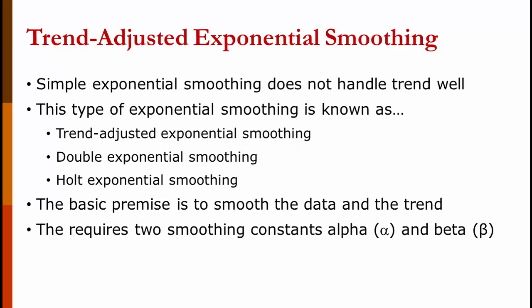For that, we turn to trend-adjusted exponential smoothing, which is also known as double exponential smoothing or Holt, H-O-L-T, exponential smoothing. The basic approach is to smooth the data and the trend components separately and then add them together. So this requires two smoothing constants, the alpha, which we're already familiar with, and beta, although not all textbooks call it beta. I've seen textbooks that call it delta.